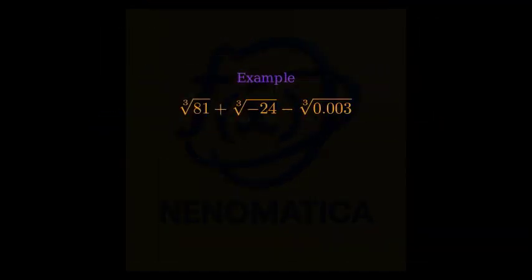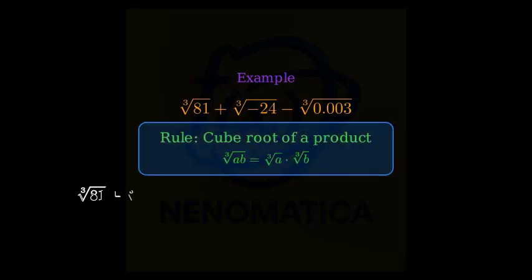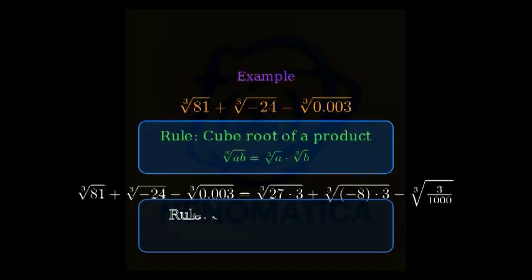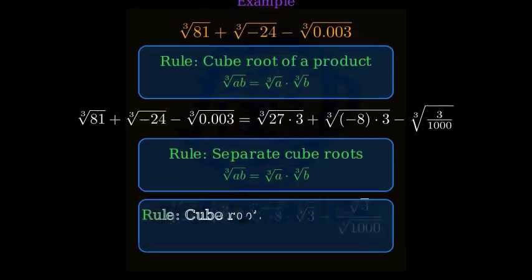Quick challenge: can you create a similar problem by changing the numbers and follow the same steps? We simplify the expression: cube root of 81 plus cube root of negative 24 minus cube root of 0.003. We'll factor perfect cubes first, then separate the cube roots. Next, evaluate perfect cubes. Combine like terms. Finally, simplify the coefficient to get the answer.